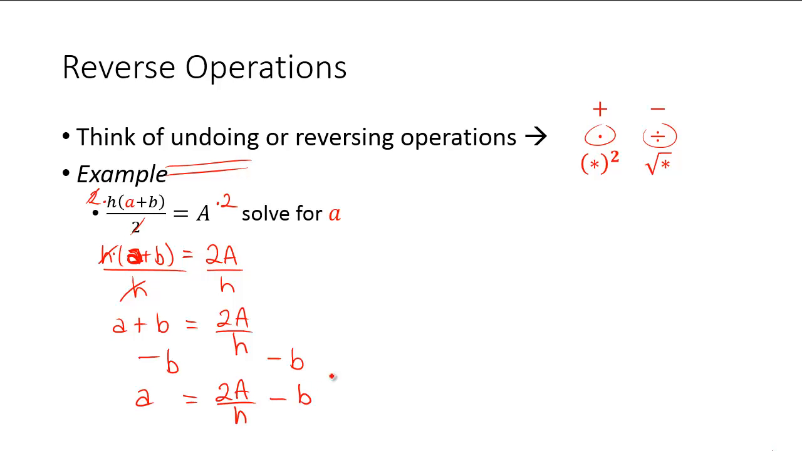Again, you can write this in several different ways using various properties of simplification, but we can just leave it like that. If you want to combine it, you can get a common denominator such as h, and you can then write it as (2A minus bh) over h as well.